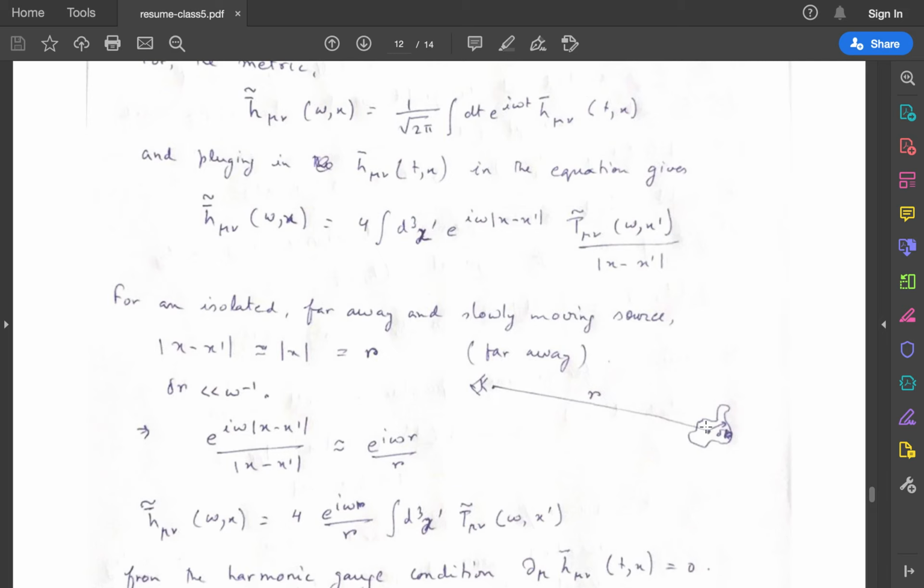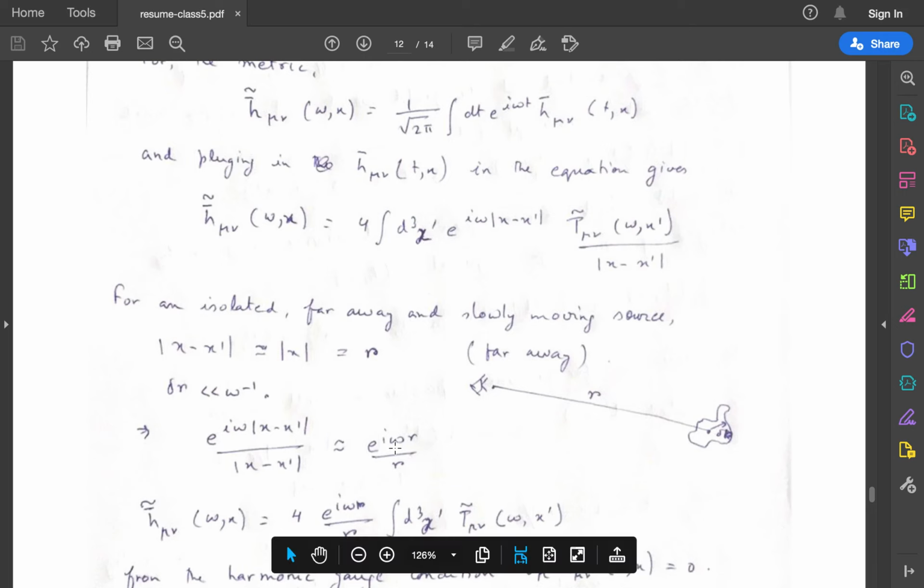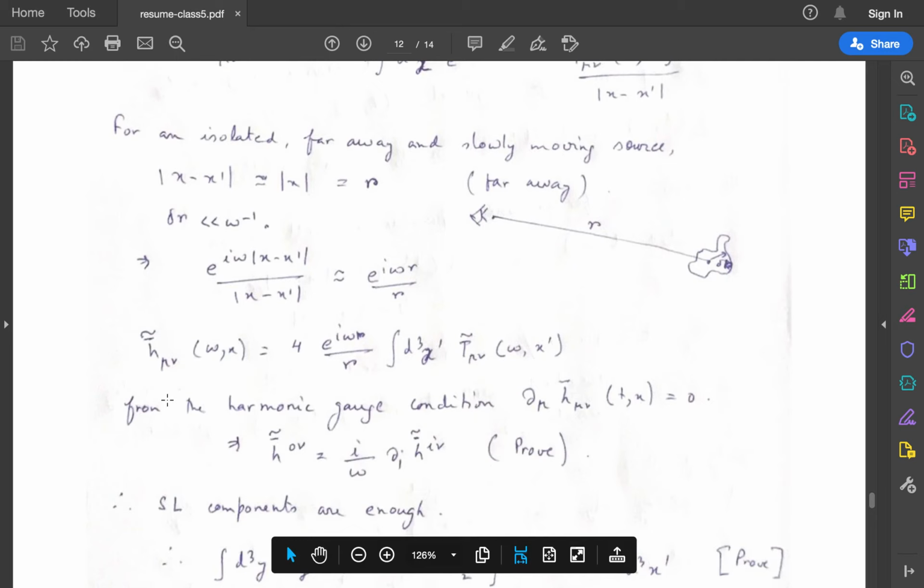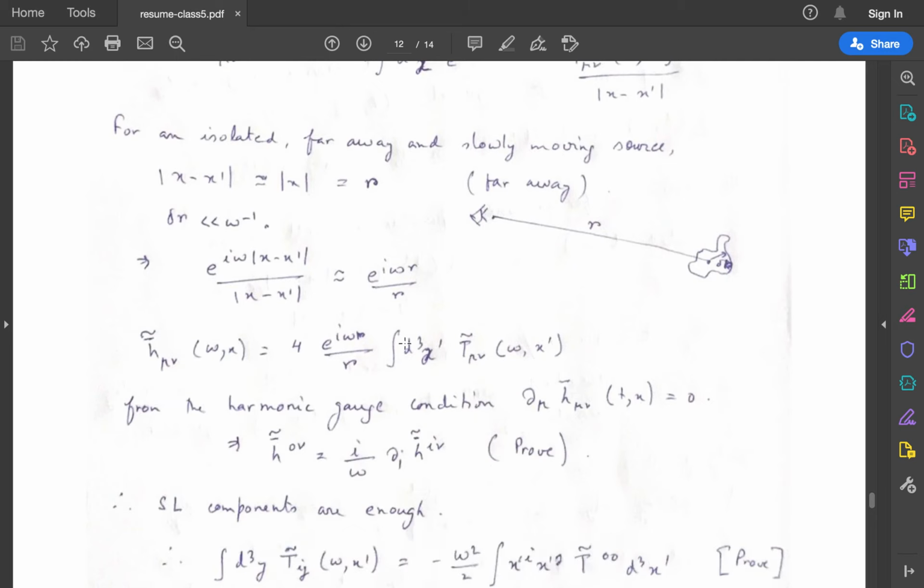This is the source distance from us, and the elongation of the source, delta, is very small. If delta is very small and it is moving very slowly, then delta r is much less than omega to the power minus 1, that is, 1 over omega, which is proportional to the time. If that is the case, then this part can be written in terms of e to the i omega r over r. Therefore the inverse of this, h mu nu tilde, is given by this form, which only has an integration over T mu nu tilde.